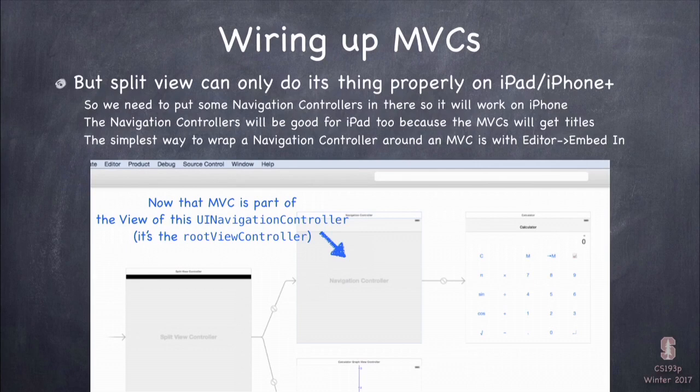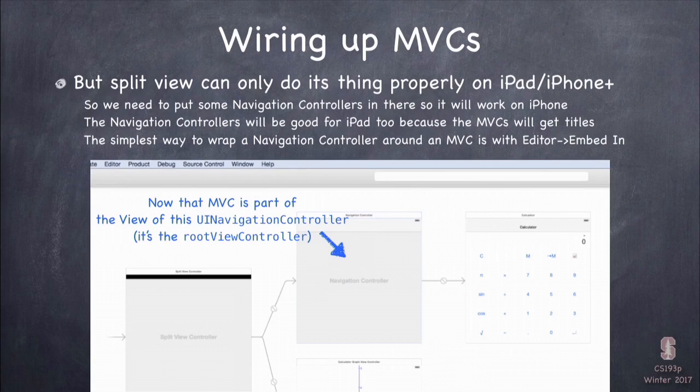So if you're on a device that can do split view, like an iPad or a Plus, you're going to get the whole split view effect. But if you're on just an iPhone, it's not going to do the split view, it's just going to do the navigation controller. So when you look at the detail, it's going to slide it in. Whereas if you're on an iPad in landscape, you're going to see the master and detail at the same time.